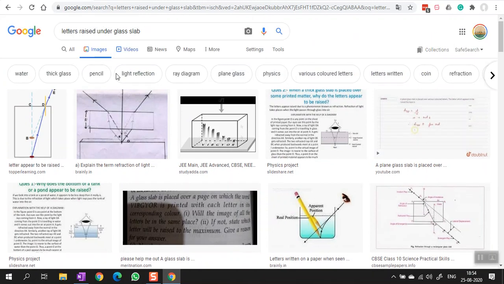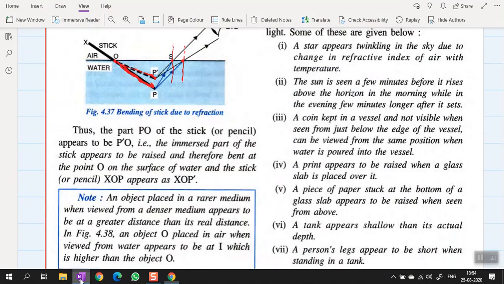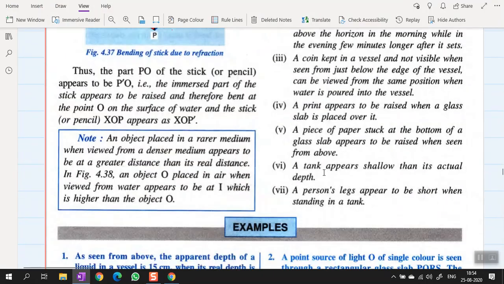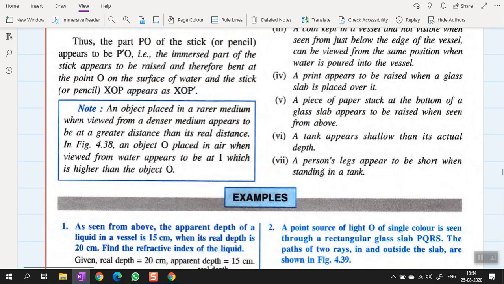So what happens is, you might have seen in many offices they keep a thick transparent glass slab on the top of the table, and under that glass slab they keep some important contacts, visiting cards, or some important information. And this information, or the printed matter on that paper, appears to be raised when viewed from an angle. That is also due to refraction.